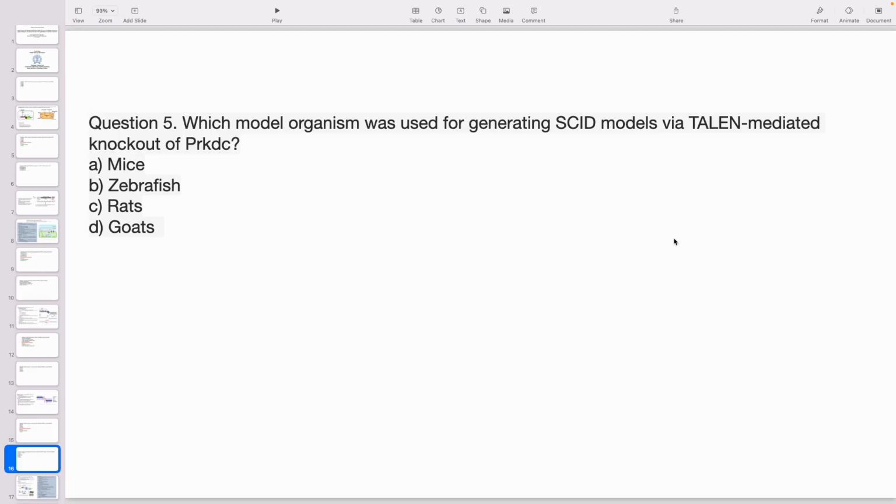So this question states, which model organism was used for generating SCID models via TALEN mediated knockout of PRKDC. You can try to answer this question. Then we will look into the concept of this question.